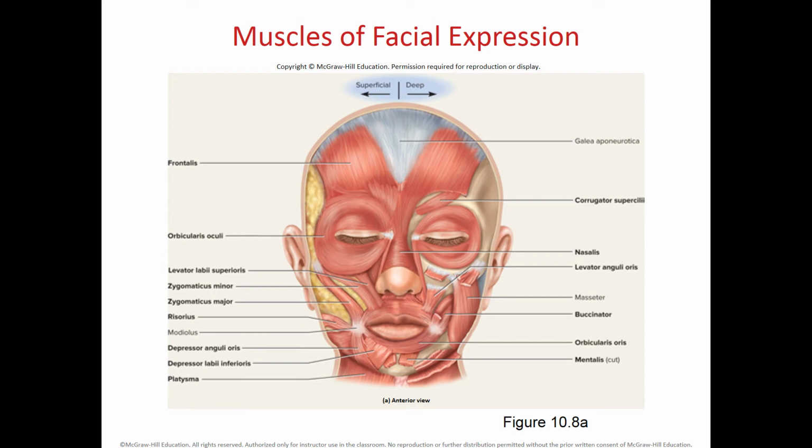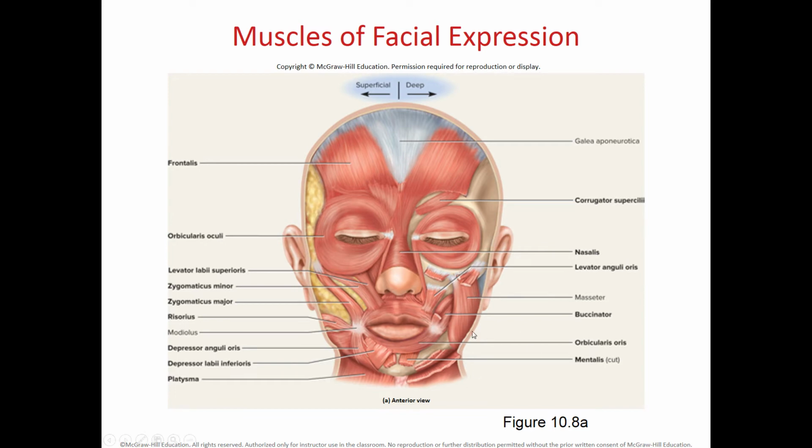Now the mentalis, together with the platysma, helps to tense the skin of our neck, and the platysma itself is located only within the neck area, the anterior neck area. It's not located posteriorly.